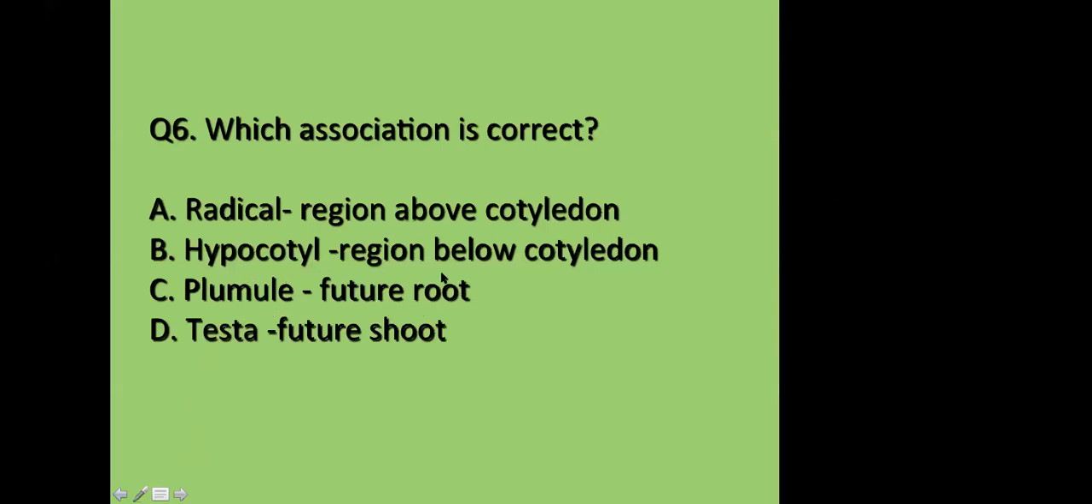Here they have given plumule as the future root. It is actually the future shoot. Testa is not the future shoot, it is the seed coat or the covering of the seed. And radicle lies below the cotyledon, it develops into the root system. It is the future root. Okay, is it clear?